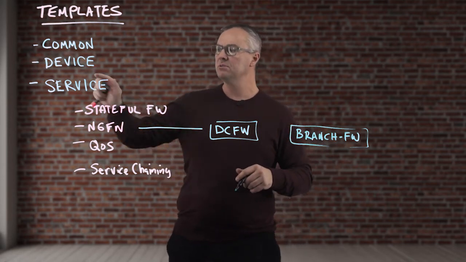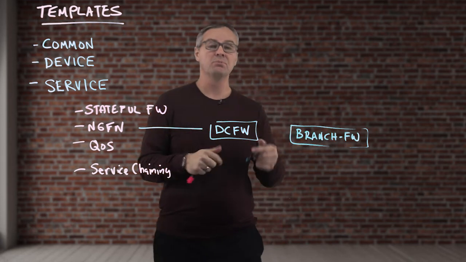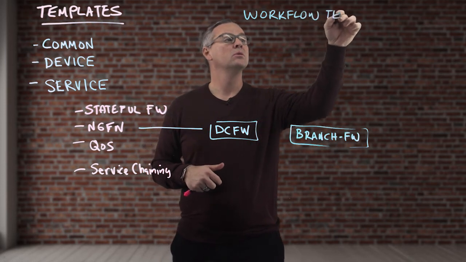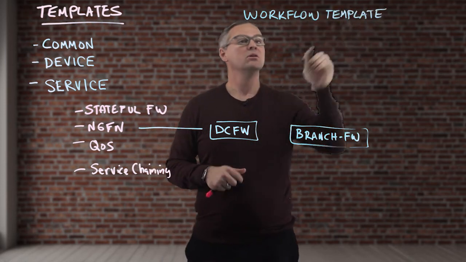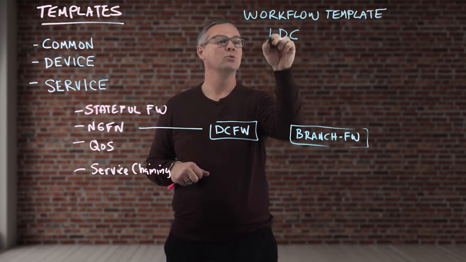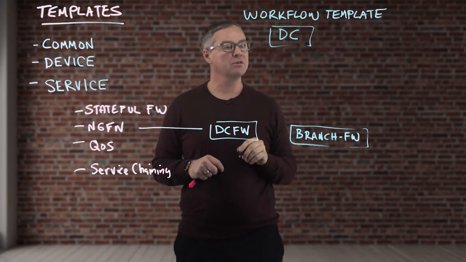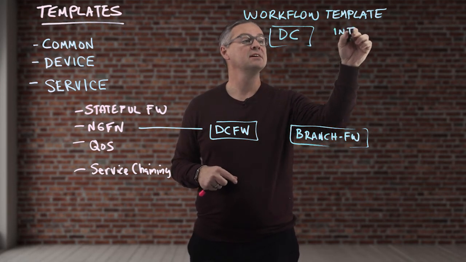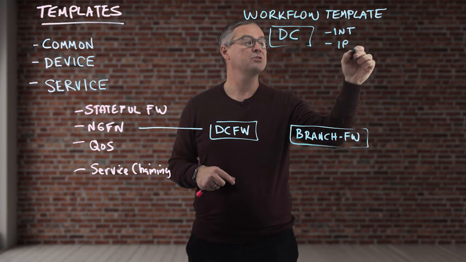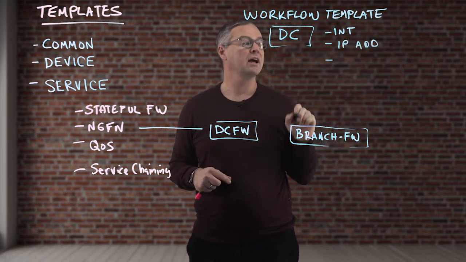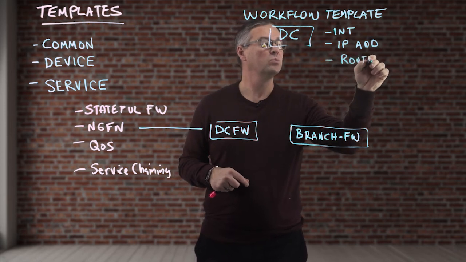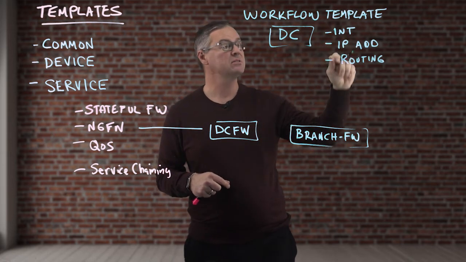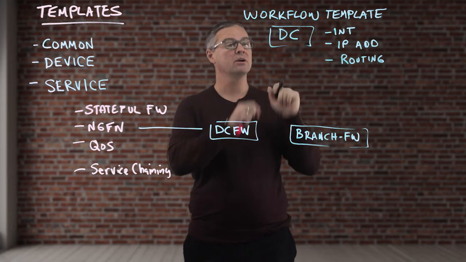When we deploy a device, we don't just create a device template. The way that we onboard a device is through a workflow template. Let's say that we create a data center workflow template. That data center workflow template is going to have some variables included in it, things like interfaces, IP addresses, routing values, and so on. We configure all of these templatized, so we use variables here. We create our data center template.